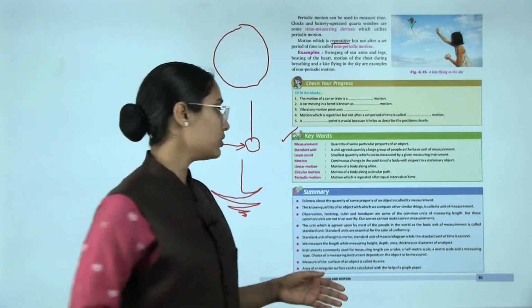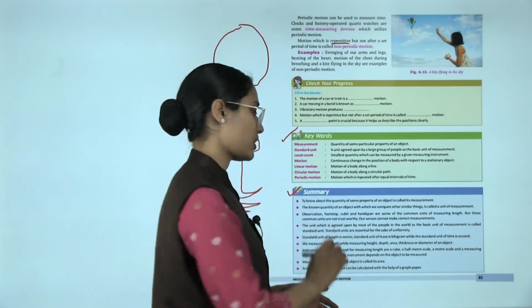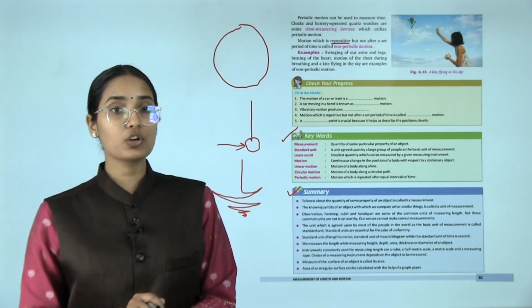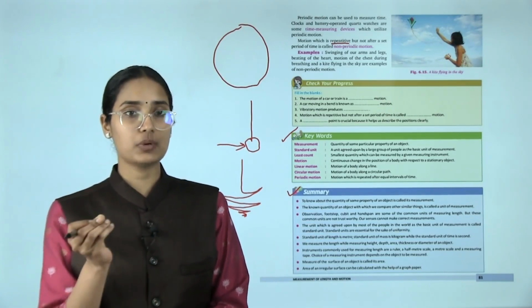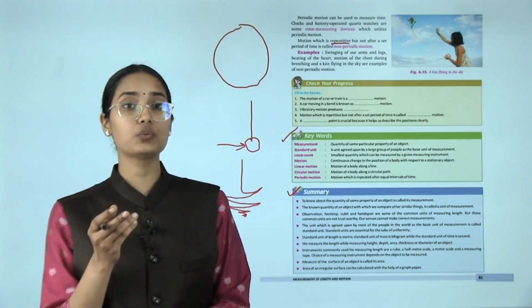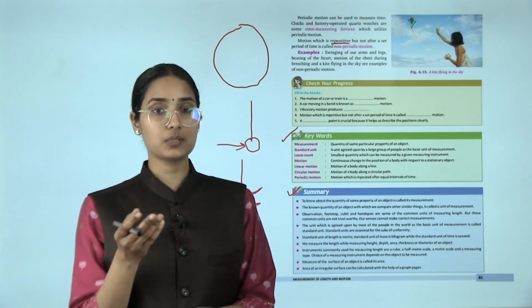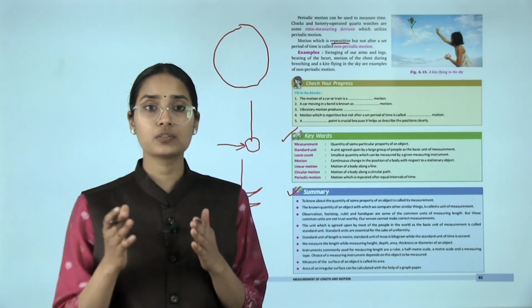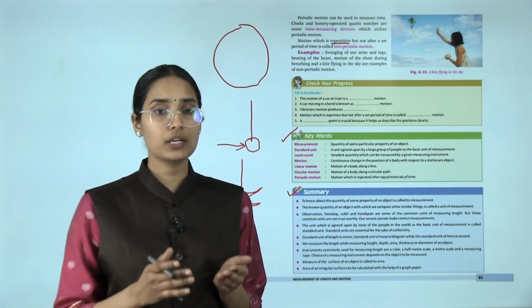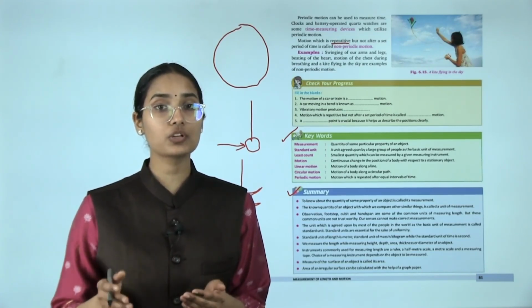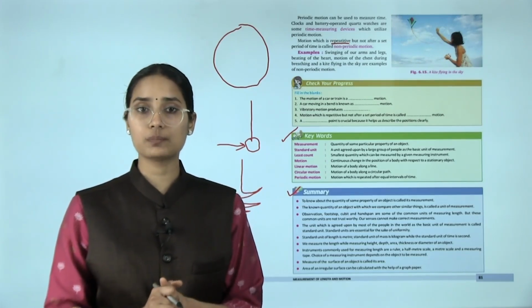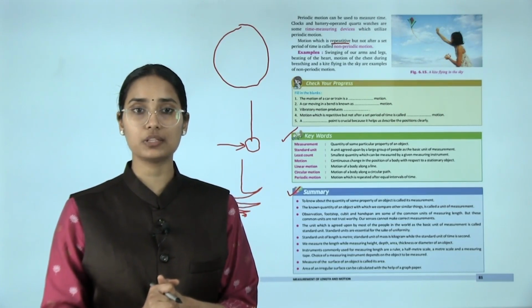Okay. Now let's get to the main points of this chapter. To know about the quantity of some property of an object is called its measurement. To know the quantity of an object with which we compare other similar things is called a unit of measurement. Hand span, footstep, cubit and handspan are some of the common units of measuring length. But these common units are not trustworthy. Our senses cannot make correct measurements.